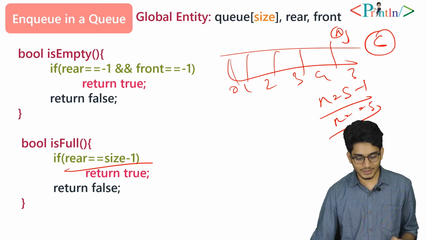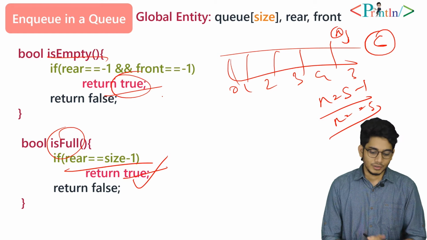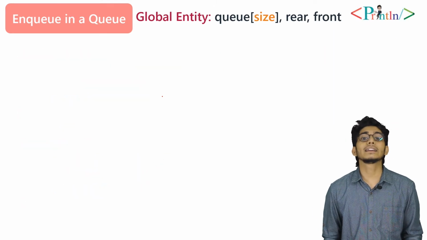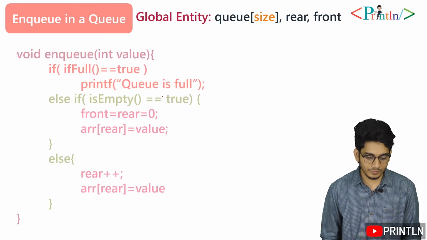So it will just return that our queue is full, it will return true. And if our queue is empty, it will also return true. So these are the things that you have to follow. Now we'll see how we can perform the enqueue operation and what steps we'll follow.